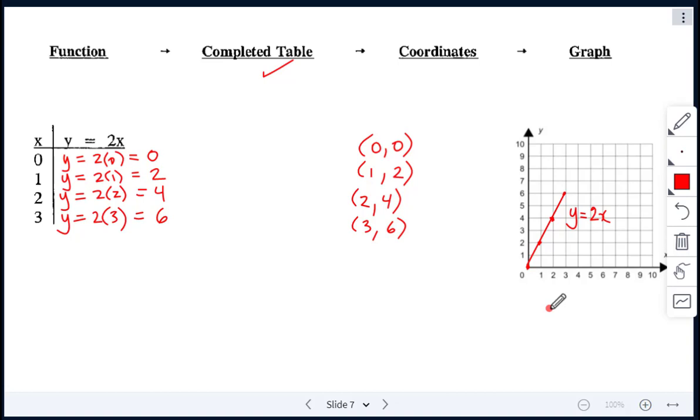All right, and good question there. It always goes x first and then y for coordinates.